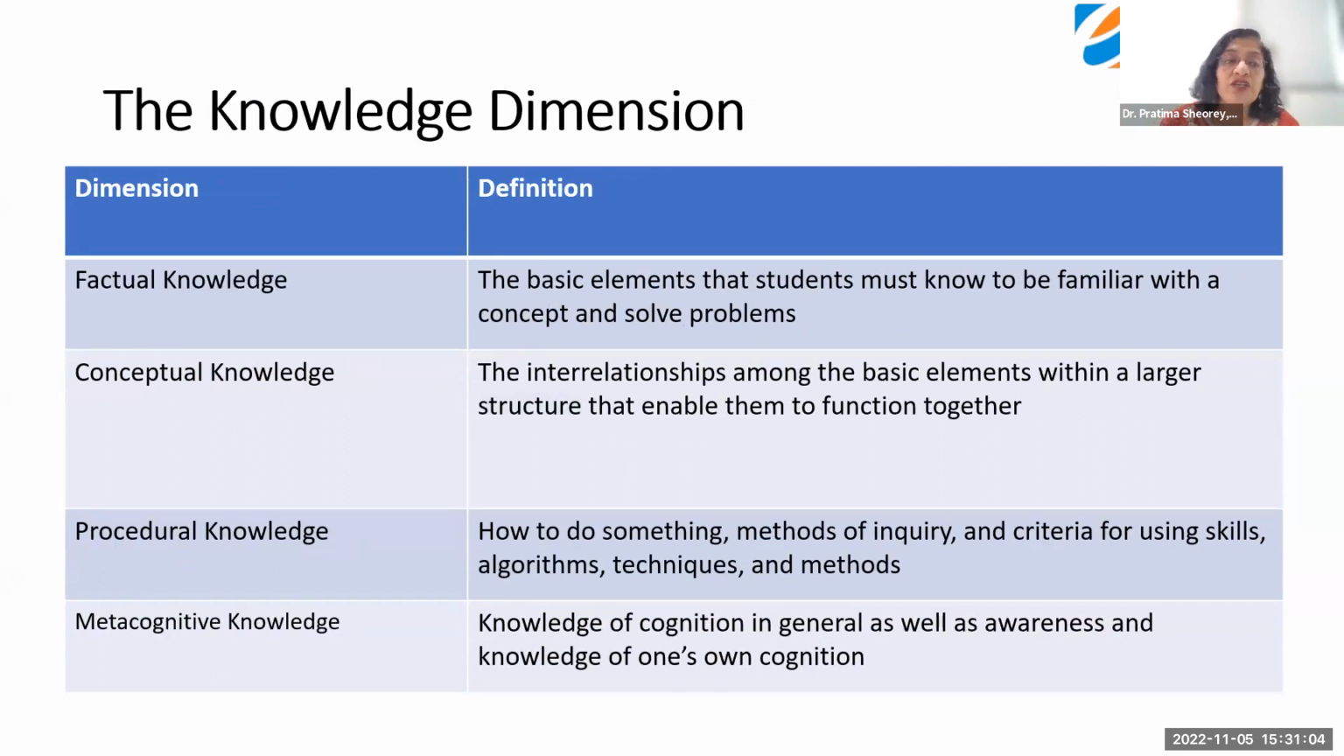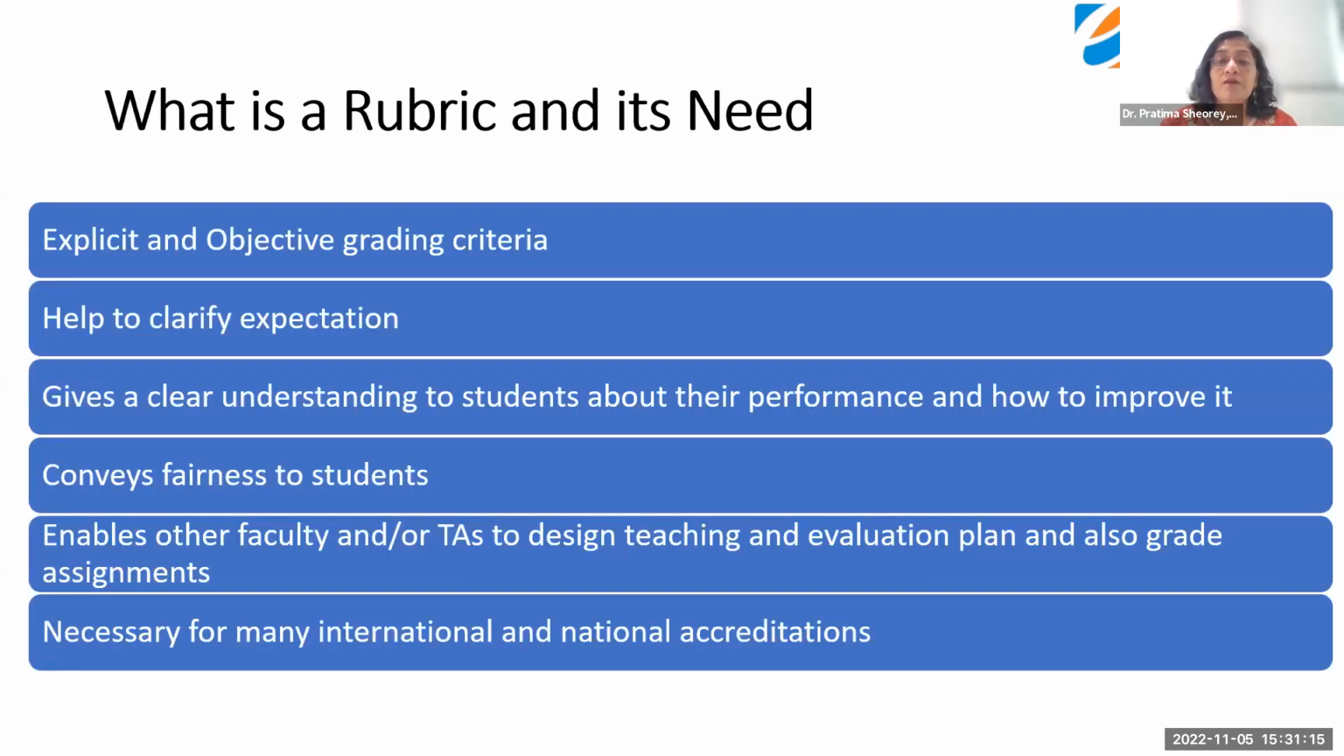So knowledge dimension, different types of knowledge, but please remember, in higher education we should never check for factual knowledge, only move ahead of that, right?